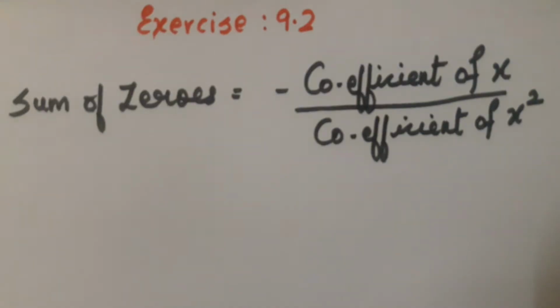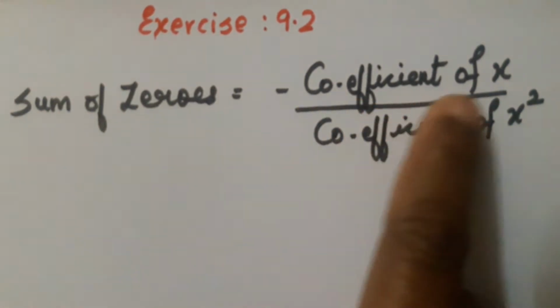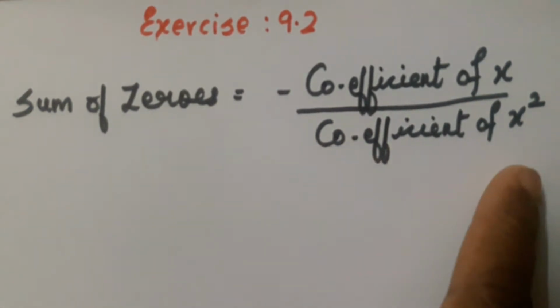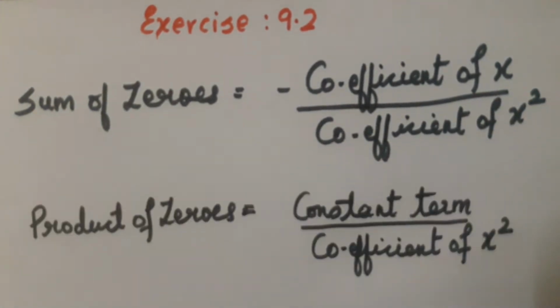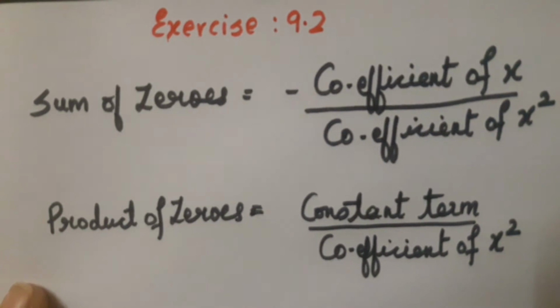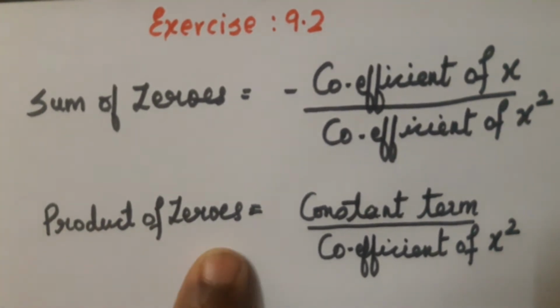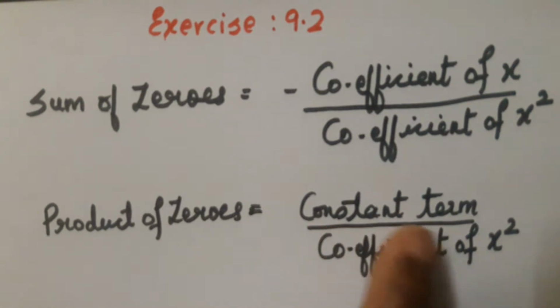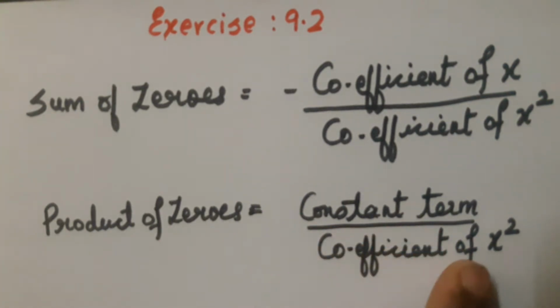To find the zeros of the polynomial, we need to know a few formulas. That is, sum of zeros. What is sum of zeros equal to? Sum of zeros is equal to minus coefficient of x divided by coefficient of x square. The other formula we need to know is the product of zeros. Product of zeros is equal to constant term divided by coefficient of x square.